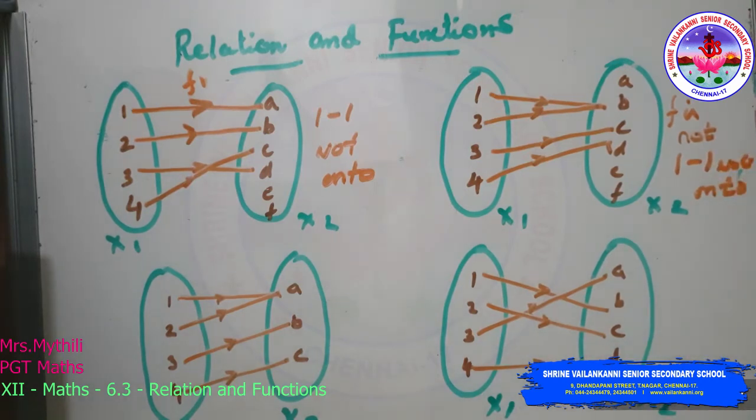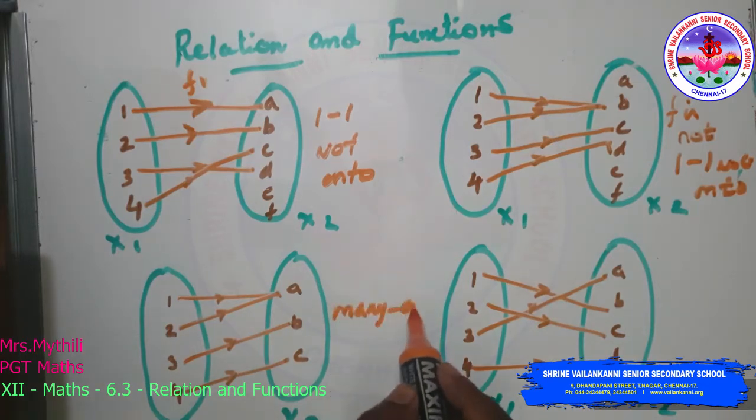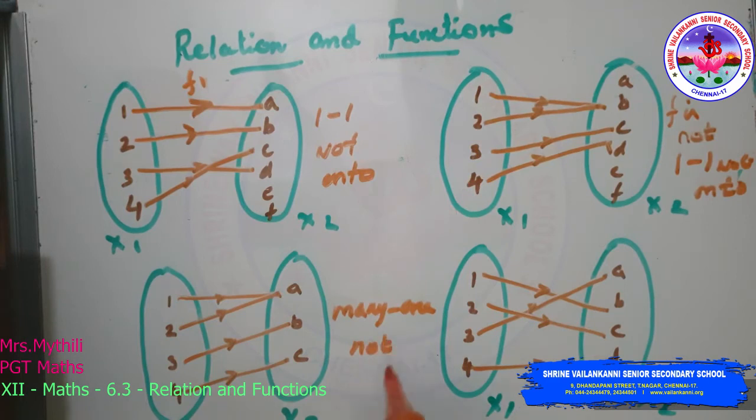And the third diagram, here also it's clearly seen that A is the image of 1 and 2. So we can say this function is not 1-1. This is a many-one function. So it's not a 1-1 function and not onto also, because A has two pre-images. So it's not 1-1 and not onto. It's a many-one function.